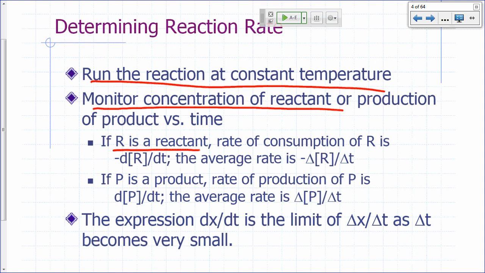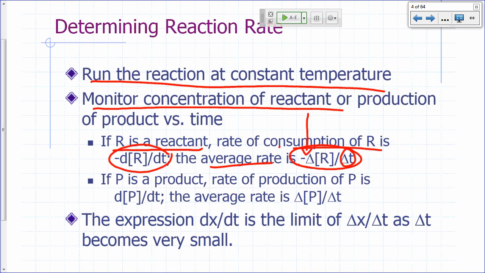If R is a reactant, then the rate of consumption of your reactant R is given by this expression right here. This is called a derivative, okay? Negative dR over dt, okay? And the average rate is negative delta R over delta t. What does delta mean? Change, right? Change in concentration divided by the amount of time that's elapsed, change in time. That's your average rate.